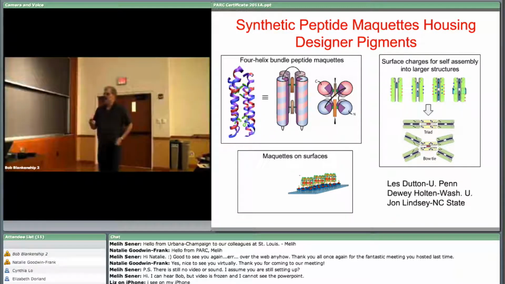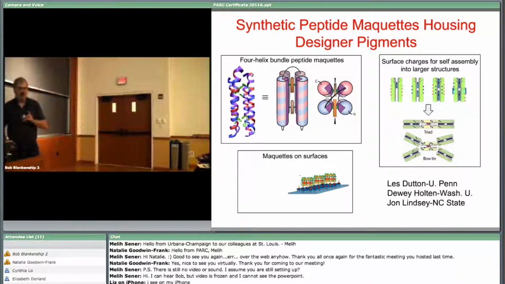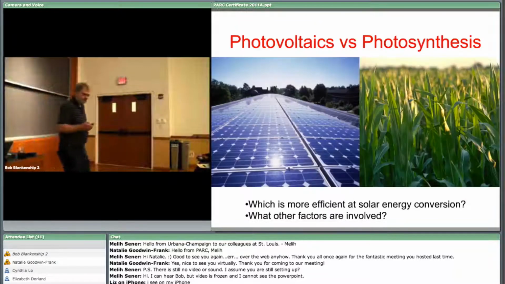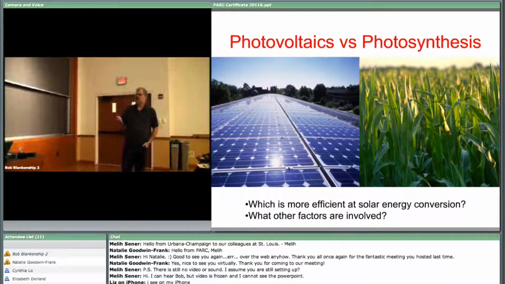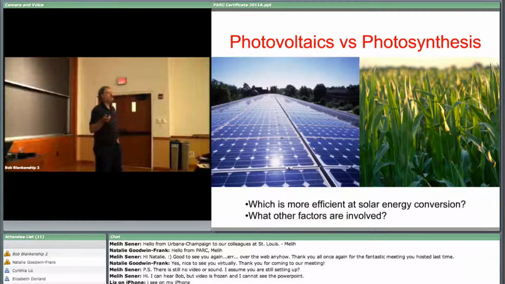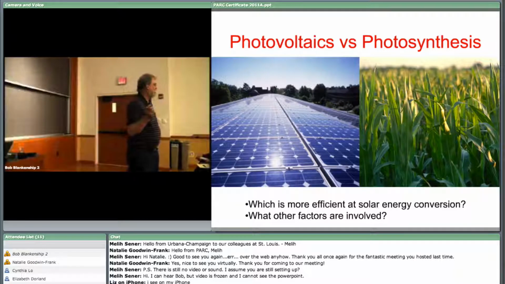I thought I'd just end by asking the audience which you think is more efficient at solar energy conversion, photovoltaic array or plant. For those of you who think the photovoltaic array is more efficient, raise your hand. Those of you who think the plant is more efficient, about even. Actually, most audiences, it's usually about 80-20 in favor of the plant.